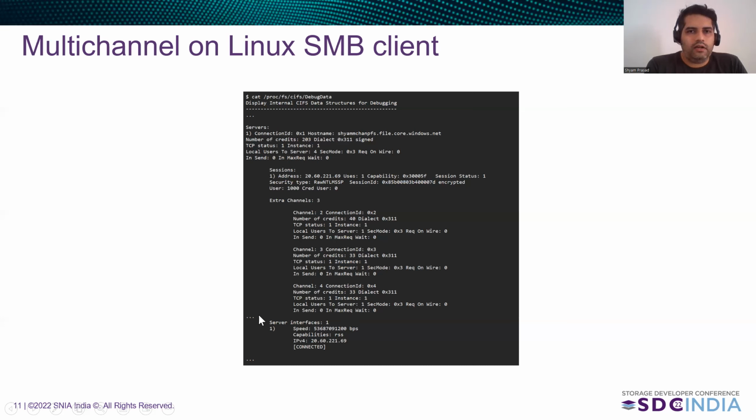And then the debug data also displays the number of server interfaces that are returned to the client by the server with the query interfaces call. So in this case, as you can see, this is an Azure premium file share that I'm connected to, and it just returns a single interface. But you can see there, it mentions that the capability of this interface is RSS, which means that it supports RSS, and you can have multiple connections to the same interface, and the performance will still scale.